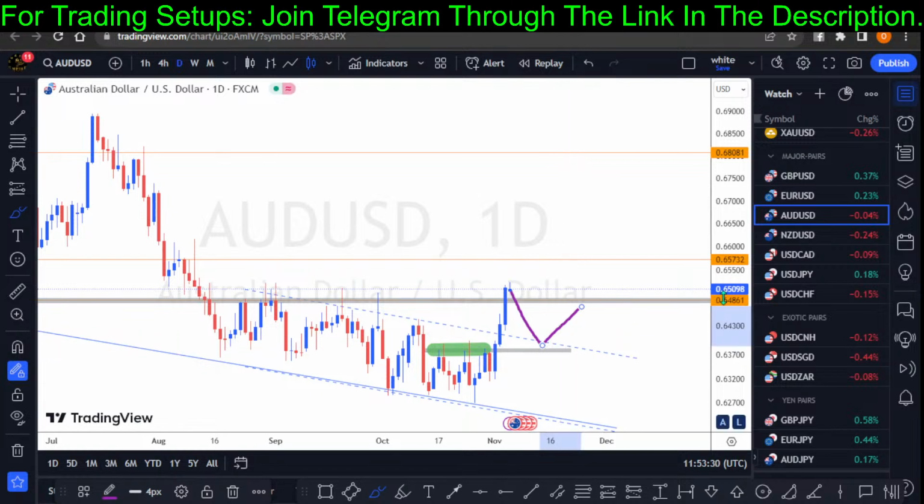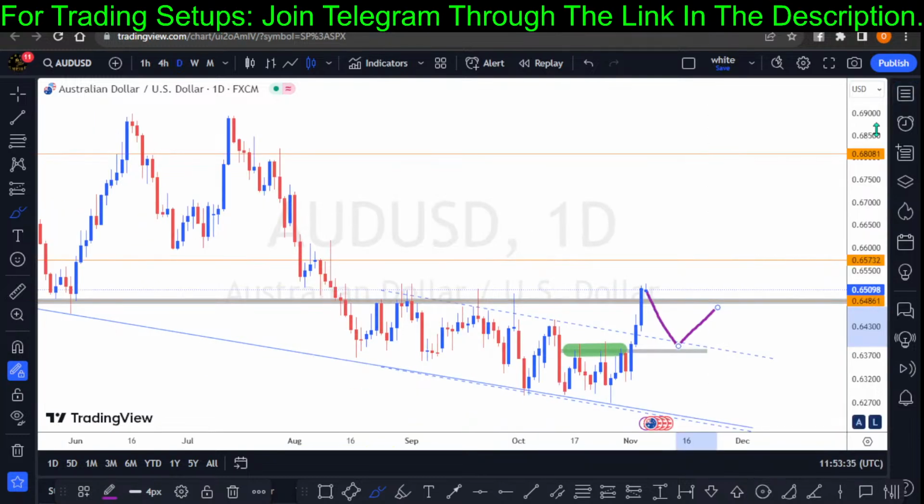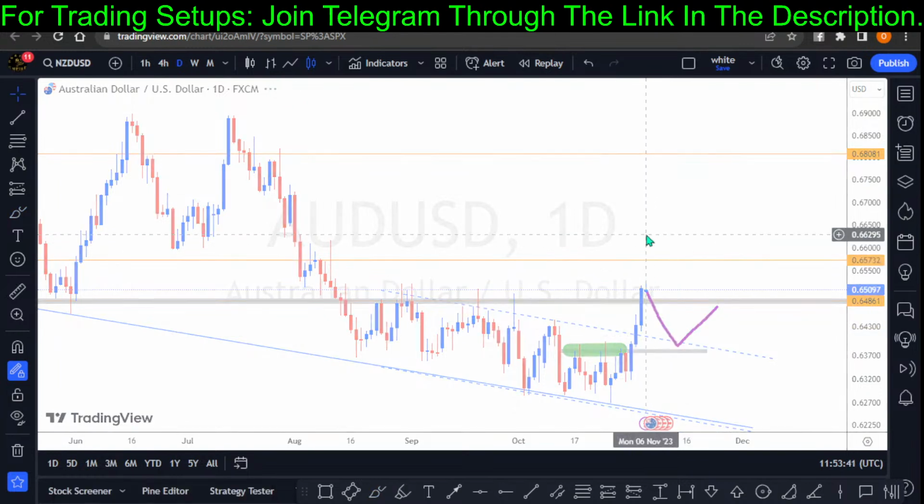This is what I'm looking at for Australian dollar paired against the USD. If you are trading the Australian dollar paired against the USD, this is what you'll be looking out for on the daily chart. All right. So let's move to the USD Canada.